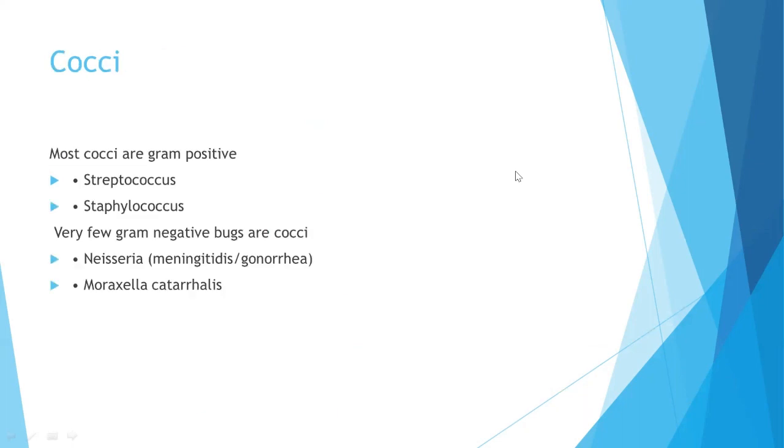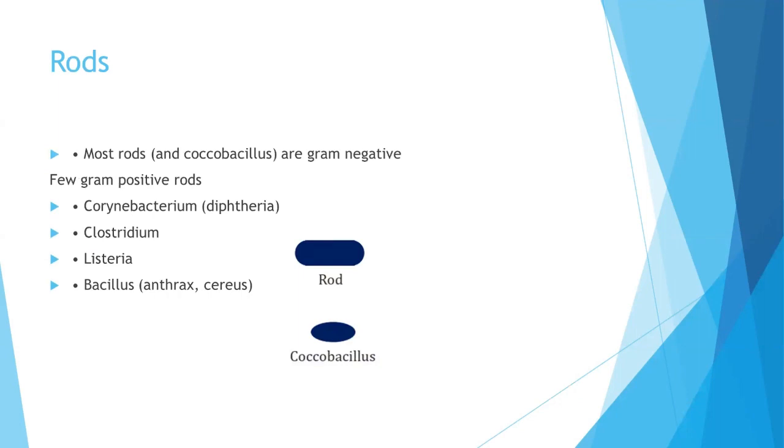Now, most cocci are gram-positive. Examples are streptococcus and staphylococcus. There are very few gram-negative bugs which are cocci. Examples are Neisseria meningitidis, gonorrhea, and Moraxella catarrhalis. Most rods and coccobacilli are gram-negative. There are few gram-positive rods too, like Corynebacterium diphtheriae, Clostridium, Listeria, and Bacillus, like anthrax and cereus.